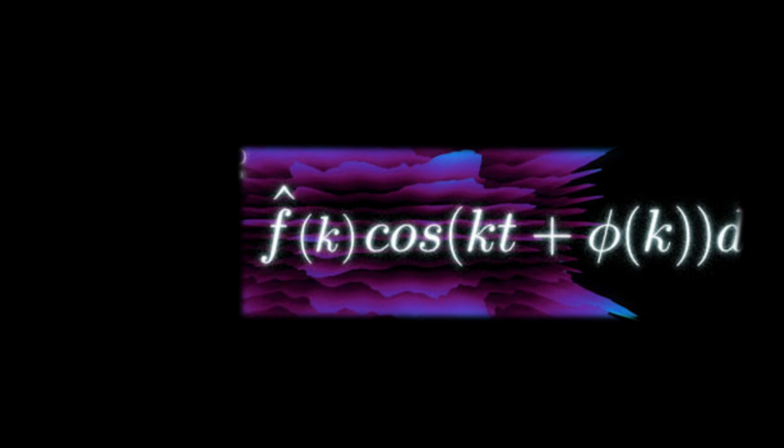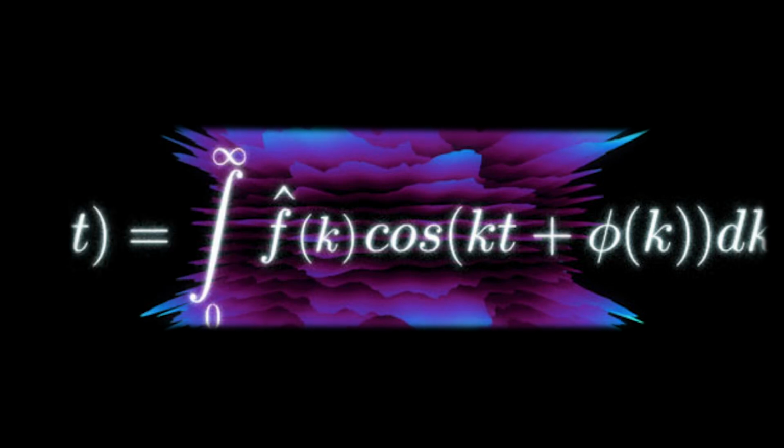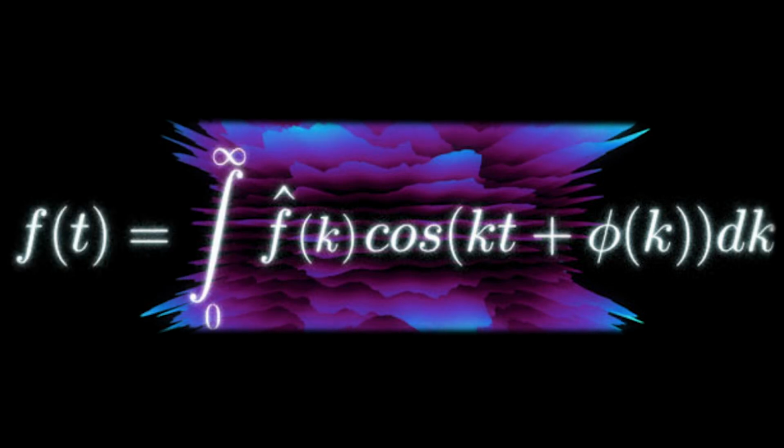F of k is the amplitude of the wave at frequency k. Multiplying the cosine by this factor turns its prototypical waveform into one with the correct height. Phi of k is the phase shift. Waves that are in phase, or line up, reinforce one another, creating bigger peaks and valleys. Those that are out of phase, or don't match up, cancel each other out.